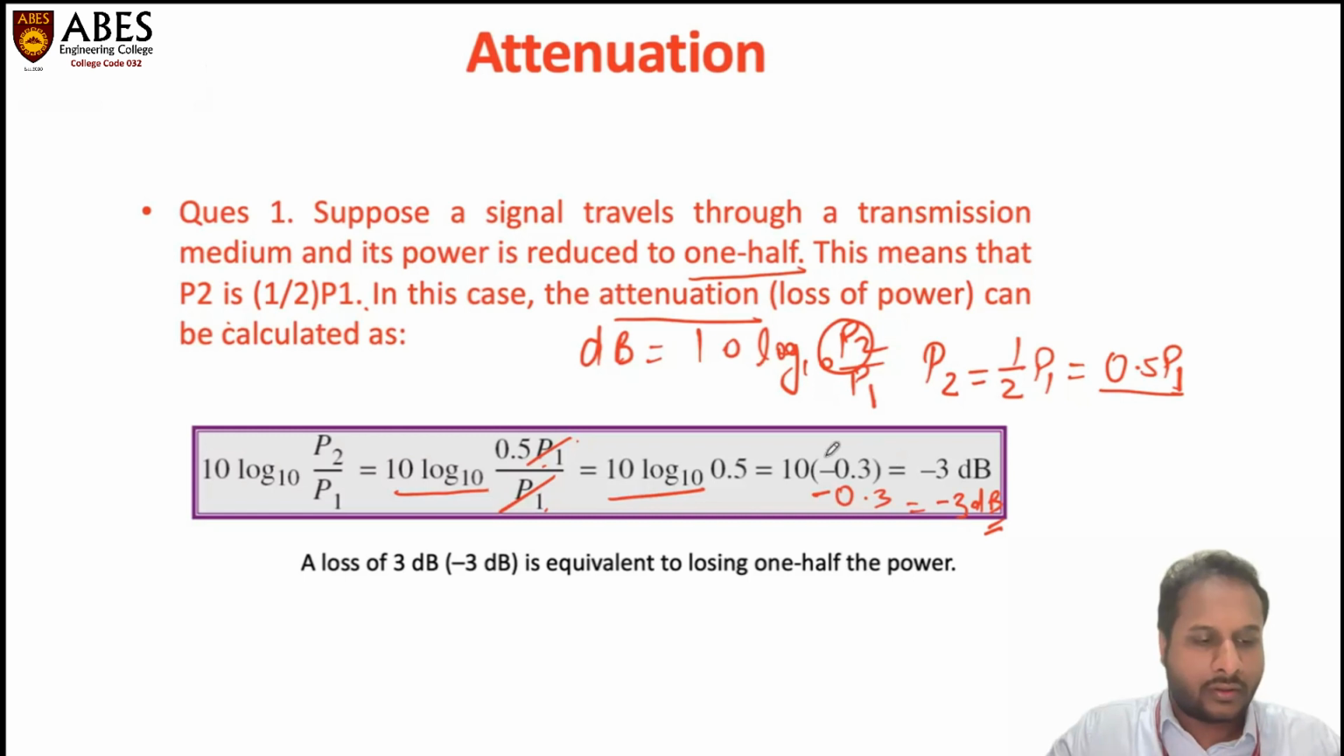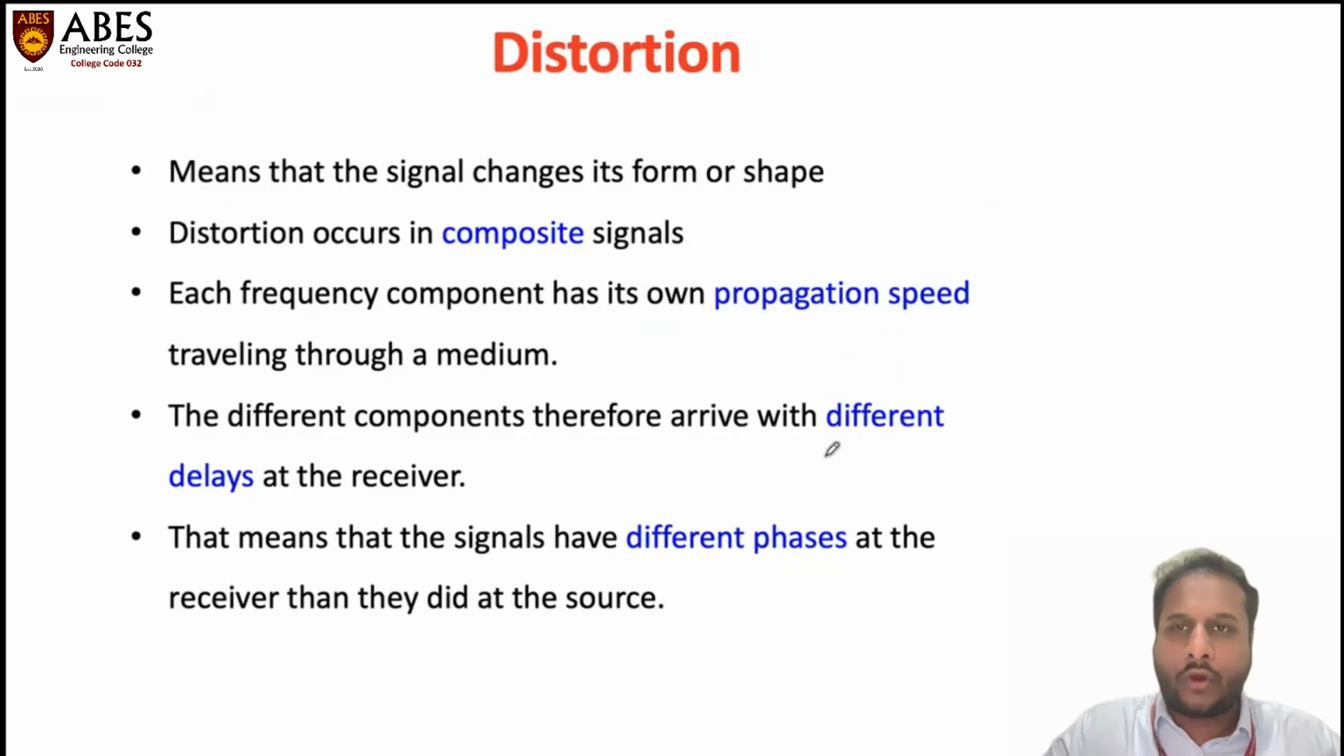So now we will talk about distortion. When a signal changes its shape while traveling, it is called distortion. The main point is that distortion occurs in composite signals. And what are composite signals? When more than one signal carries data and they are combined together at the source side and sent as a single signal from one side to another, it is called a composite signal.